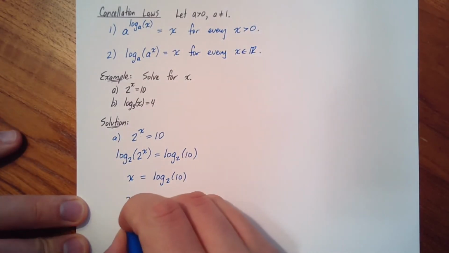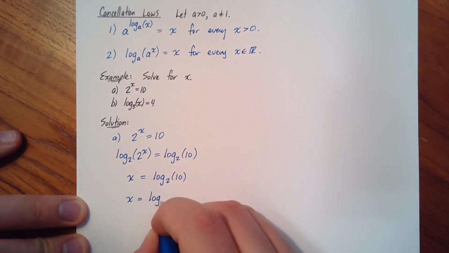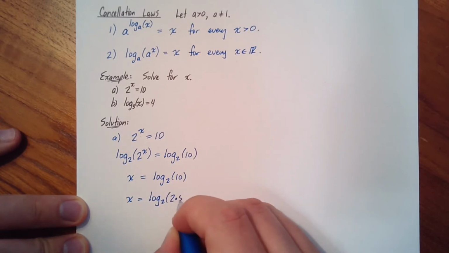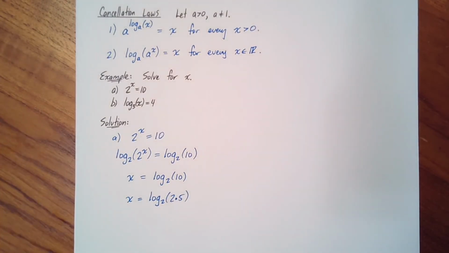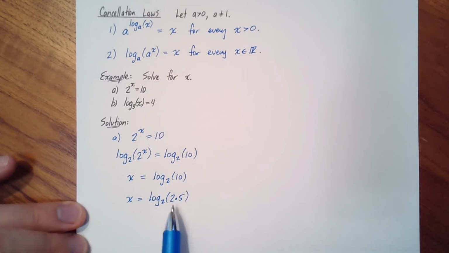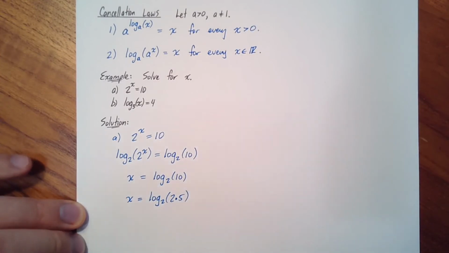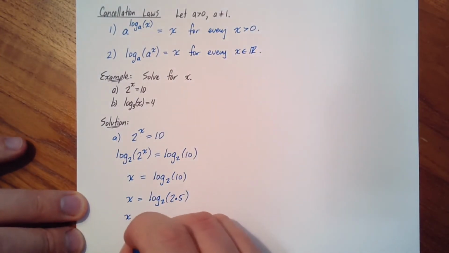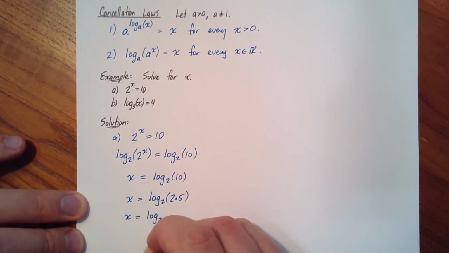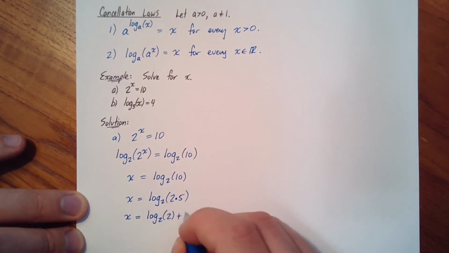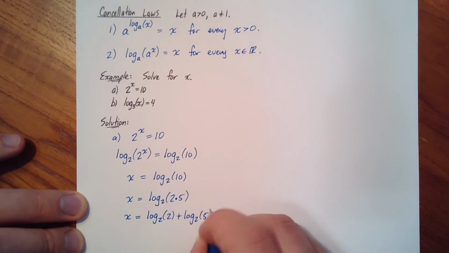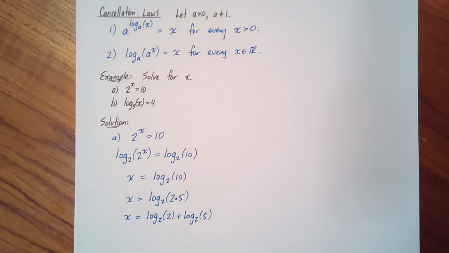So watch this. I can rewrite this as x is equal to log base 2 of 2 times 5, because 10 is equal to 2 times 5, and then I can use the fact that here's a product of two things, 2 and 5. So I can write this as x is equal to log base 2 of 2 plus log base 2 of 5. I can certainly do that. And then I can actually apply another property on the previous page.